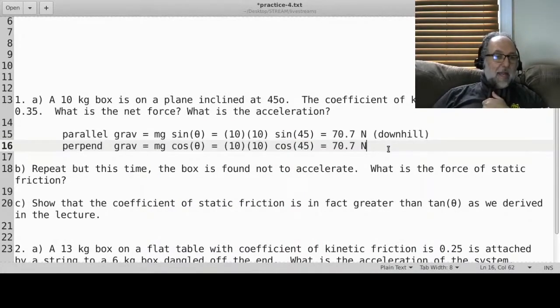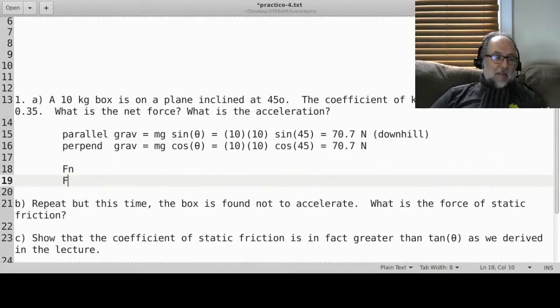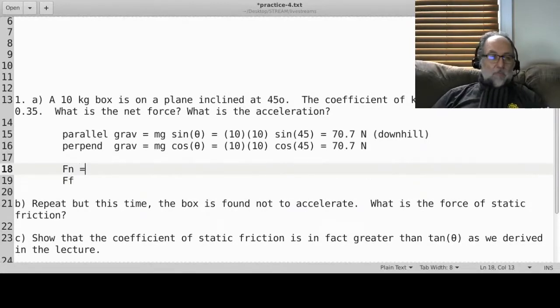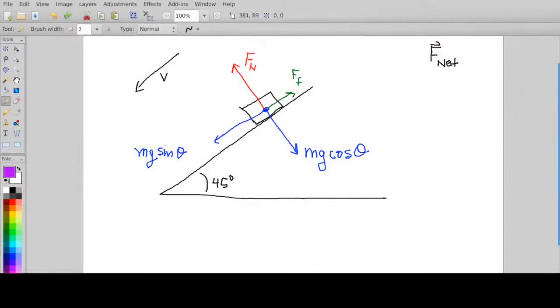gravitational force. Next, let's look at the normal force. There's 2 more forces. There's the normal force, which I'll call Fn, and the frictional force, Ff. And you say, what are these equal to? All right. And let's go back to the diagram here like that. And let's take a look.